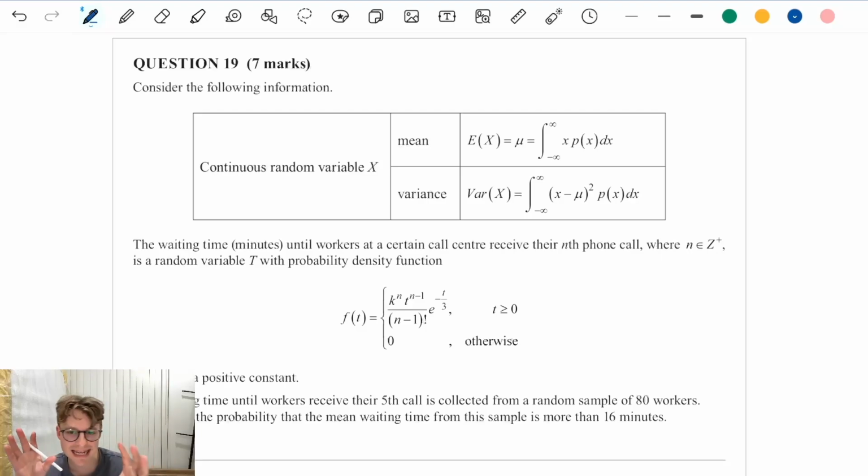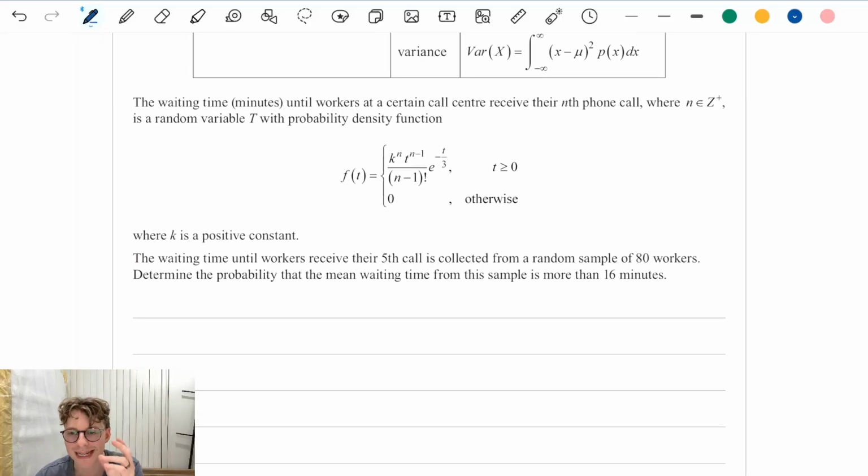Okay, so I'm given a table with a mean and a variance. The waiting time for t minutes is given by this probability density function where n is a positive integer. I'm going to scroll down so we can read the whole question. K is going to be a positive constant. The wait time until workers receive their 5th call is collected from a random sample of 80 workers.